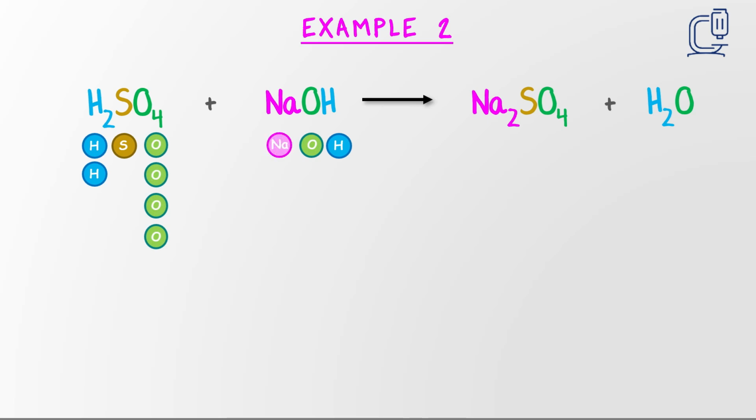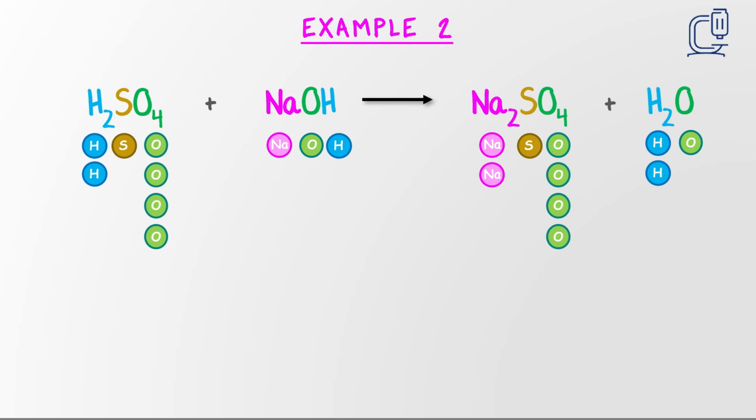Now let's look on the right. We have 2 hydrogens, 5 oxygens, 1 sulfur and 2 sodiums. So the equation is not balanced. So let's focus on the least common elements first. So firstly we'll concentrate on sulfur. So on both sides there is 1 sulfur, so this is balanced.